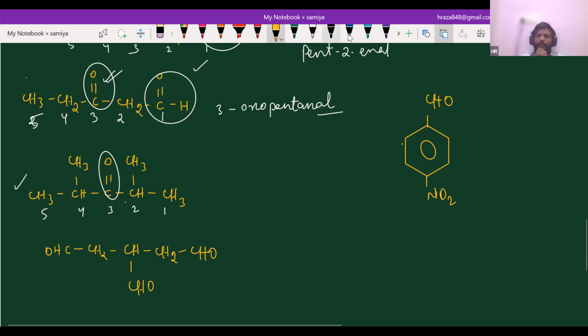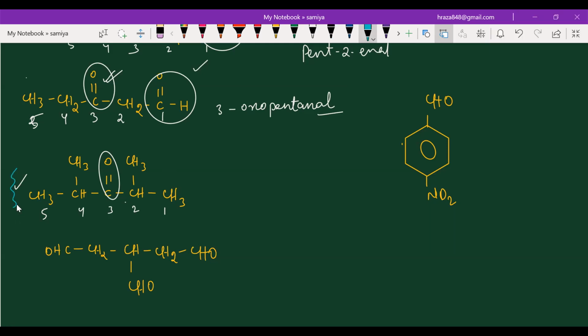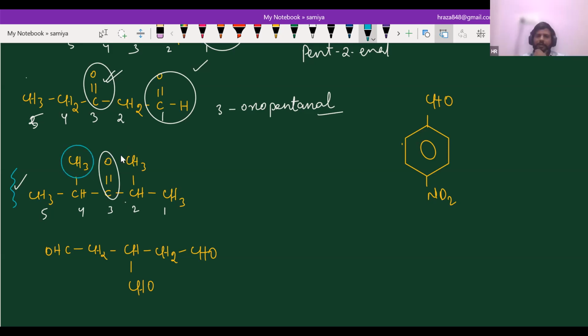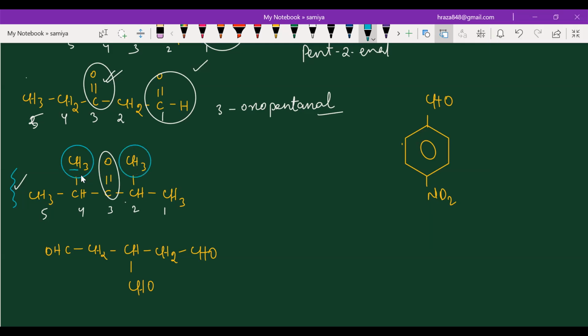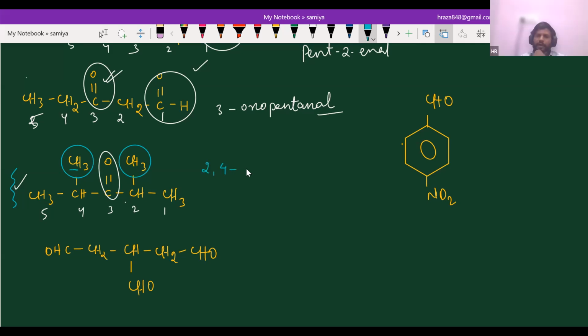Now see. First, we always write the name of the substituent. Is there any substituent in this compound? Yes, there is a substituent here and here. What is the name of the substituent? CH3 is methyl, and this is also methyl. So at positions 2 and 4, it is 2,4-dimethyl. It's easy. Now there is no substituent left, so jump to the parent chain.